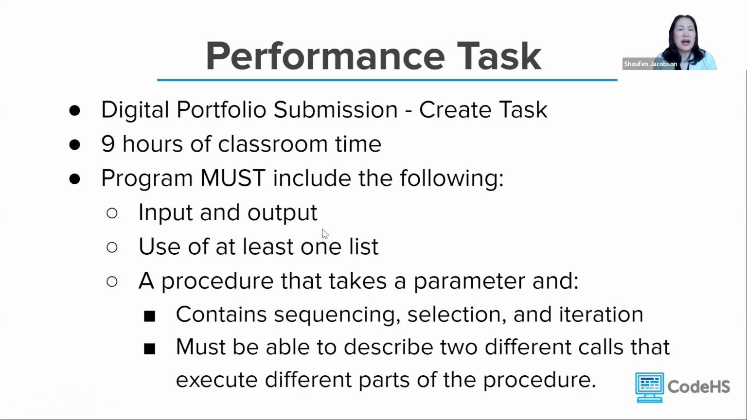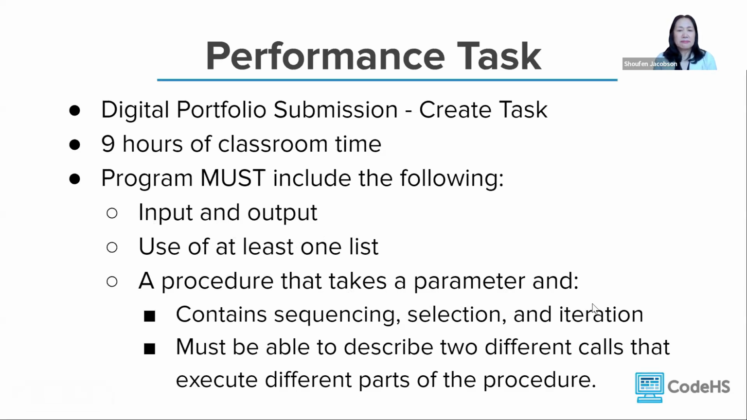All right, the performance task must include input, output. I'm going to show you what that means. Use of at least one list, and a procedure that takes a parameter, and a lot of kids do not know what a parameter is, containing sequencing, selection, and iteration. So keep it short. If we have selection, we should have sequencing. If we have iteration, we should have sequencing. We really should emphasize iteration and selection, okay?